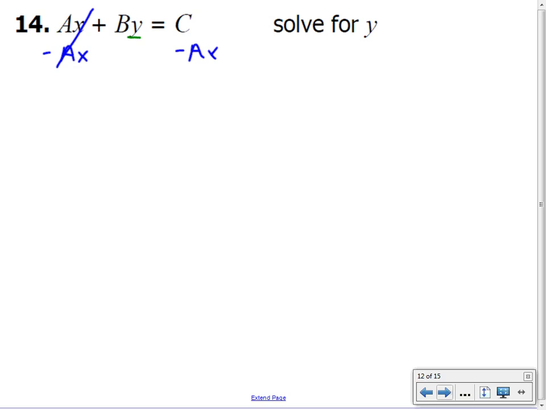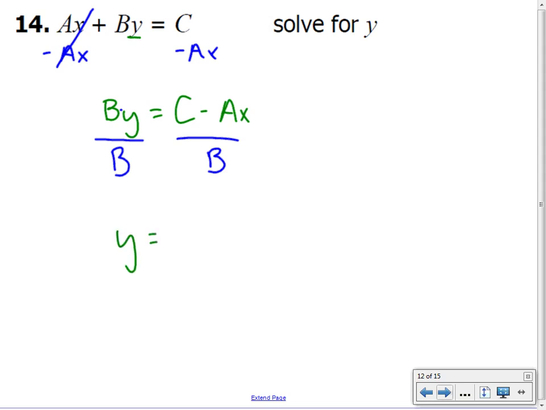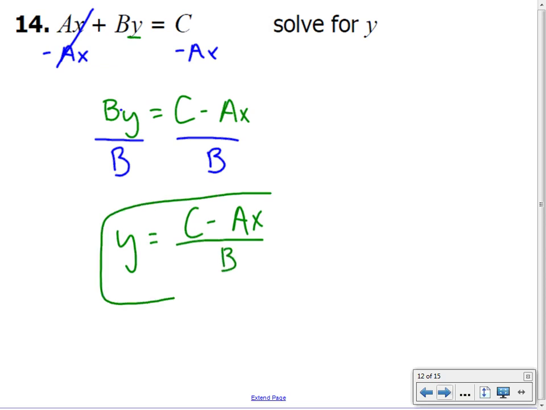So our left side, we just have b times y. And on our right side, we now have c minus a times x. Our last step here is to get rid of the b that's multiplying y by division. So our final answer would be y equals c minus a times x, all divided by b. And it's very important that everything on the right side is being divided by b.